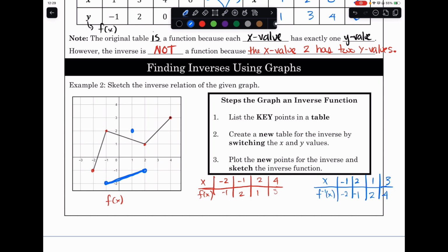And then 3, 4. Okay. And the inverse will look like this.